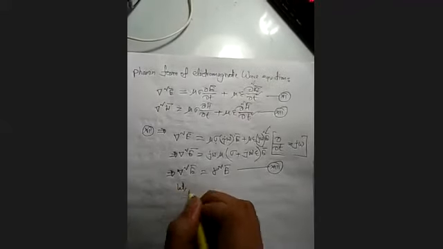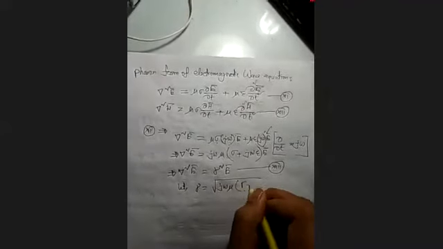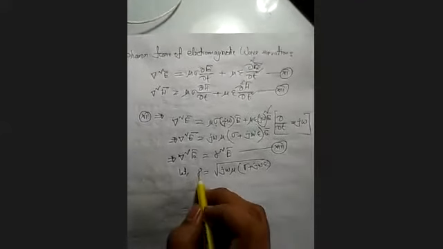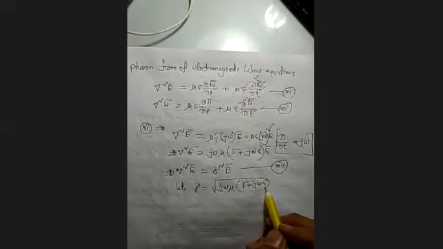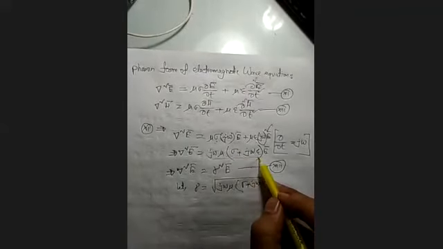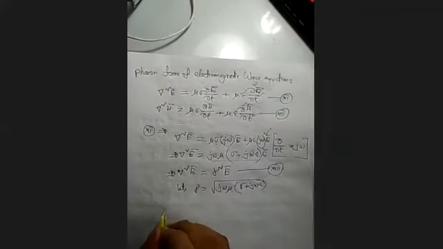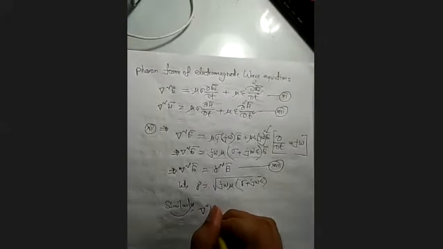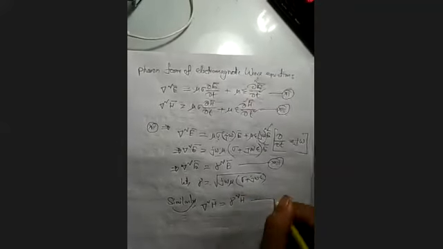Let us consider gamma is equal to root over j omega mu into sigma plus j omega epsilon. We have considered gamma is equal to this, so gamma squared means only this part. That's why we can write del squared E is equal to gamma squared E. Similarly, we can write del squared A is equal to gamma squared A.